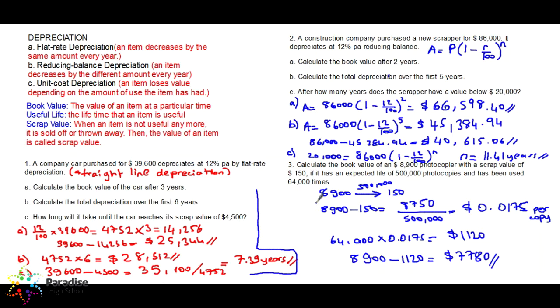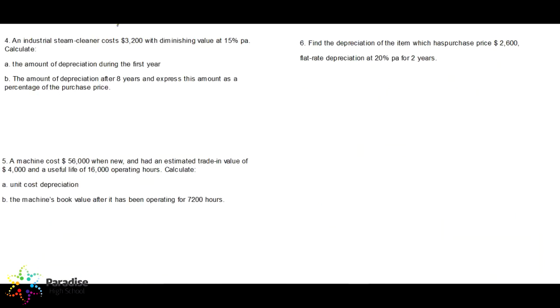Again, from the initial value to the scrap value, you use the copier 500,000 times. You made photocopies. So total depreciation is 8,750. You made 500,000 copies. It means that per copy, the machine loses value of this much. And you use 64,000 times, then totally it will lose this much, and the book value will be that much. Okay, now let's move to the other question.